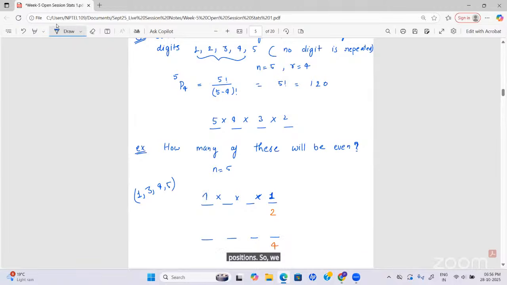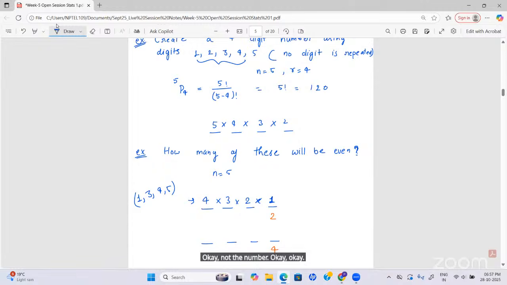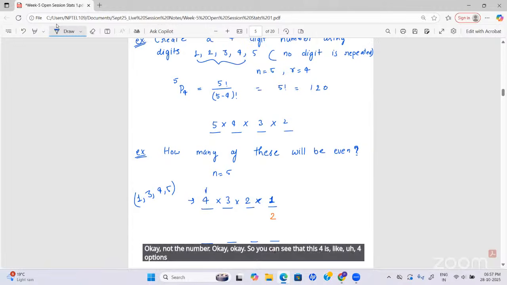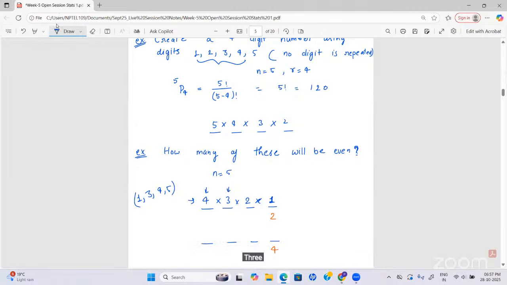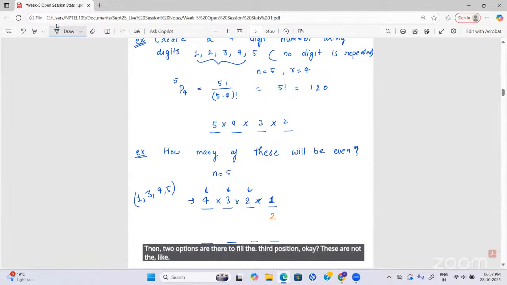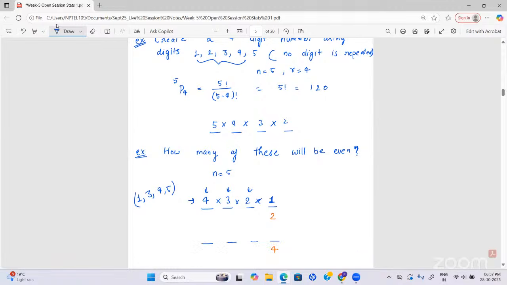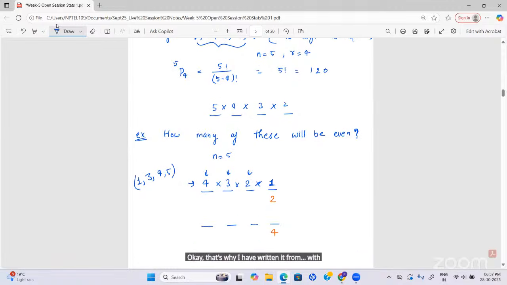So we can write that it will be 4, 3, and 2. See, here I am writing the number of possibilities, not the numbers themselves. 4 options are there to fill the first position, 3 options to fill the second position, then 2 options to fill the third position. These are not the numbers from the password, that's why I have written them with a different color.